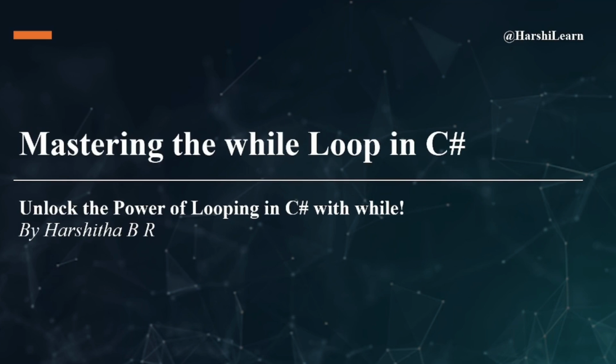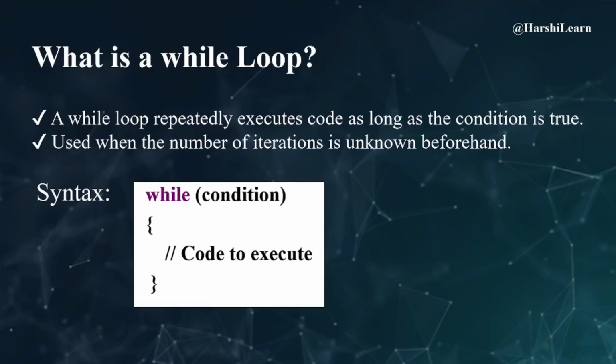Now, let's get started. Now, let's see what a while loop is. A while loop is a type of loop that repeats a block of code as long as the given condition is true. For example, think about a password system that keeps asking for the input until the correct password is entered. You don't know how many times the user will enter the wrong password. So, a while loop is perfect for this.